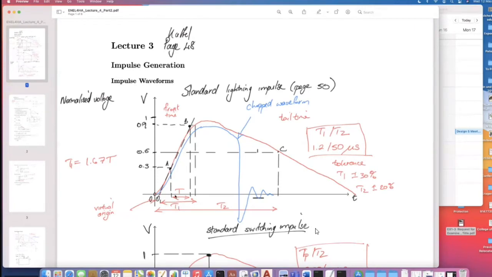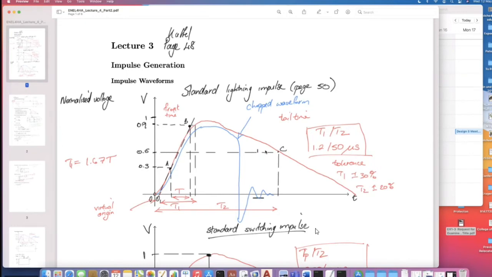And we define the time t between 30% to 90% of the waveform. And we've got an empirical relationship between t and t1. So t1 is equal to 1.67 t, which is equal to 1.2 microseconds. Basically, that t1 is the time to peak of the waveform. So 1.2 microseconds.